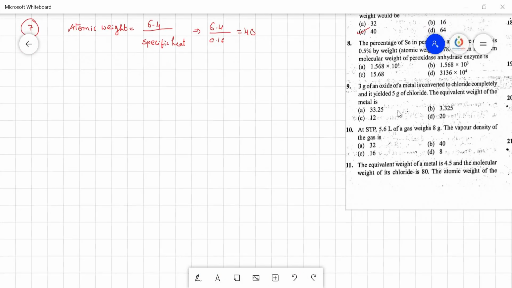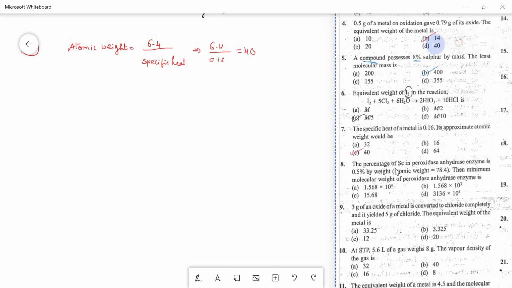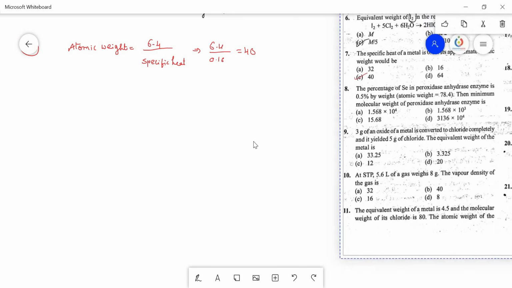So when you know the formulae and if you practice the concepts, then it becomes very easy to solve the questions.